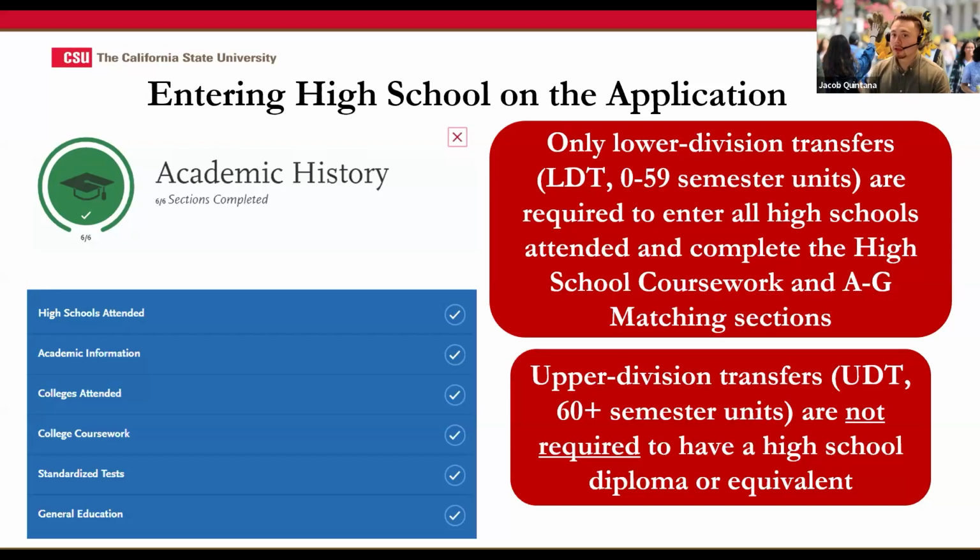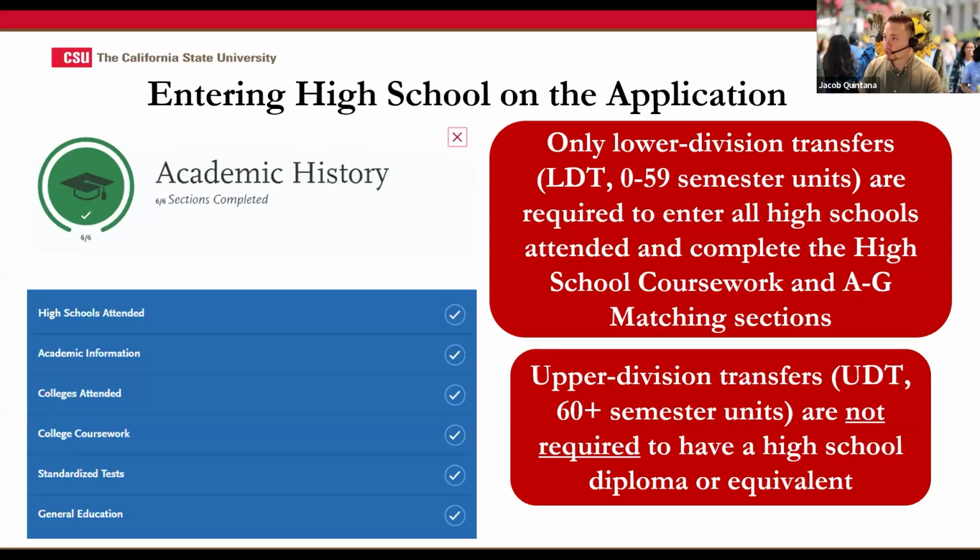Okay. That's to be eligible as a lower division transfer, which indicates that you have 59 credits or less at the community college level, but you just want to transfer over already. Okay. As an upper division transfer, you do not need to report high school information, nor do you have to have been eligible from high school.